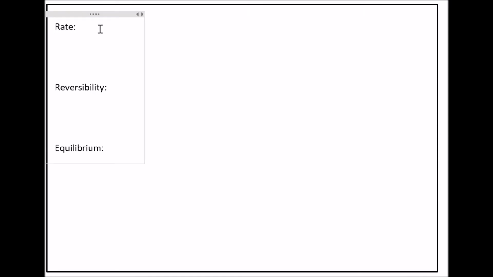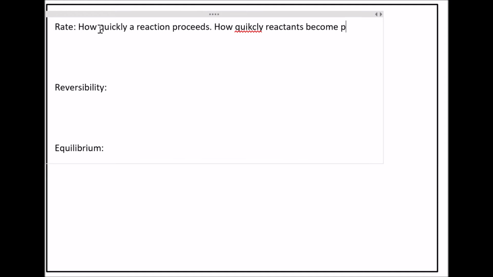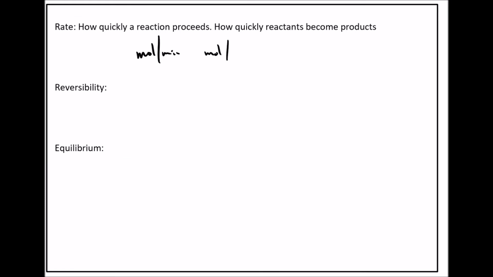The first is rate or rate of reaction, and this describes how quickly a reaction proceeds. This can be described as how quickly reactants become products. Now, there's a variety of ways that you can measure this, but it's typically going to be in something such as moles per minute, moles per second, maybe millimole per second, or if you're talking about a solution, maybe something like molarity per second. That is to say, some quantity over time or some concentration over time.